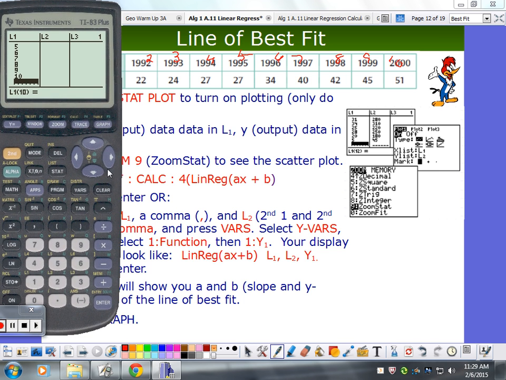In L2, you move the cursor over, and I'm going to put in these numbers. But they have to match. Where I put the 2 in the same place, so I got 22 here. Put in all the Y values that go with it. Always takes me a long time.